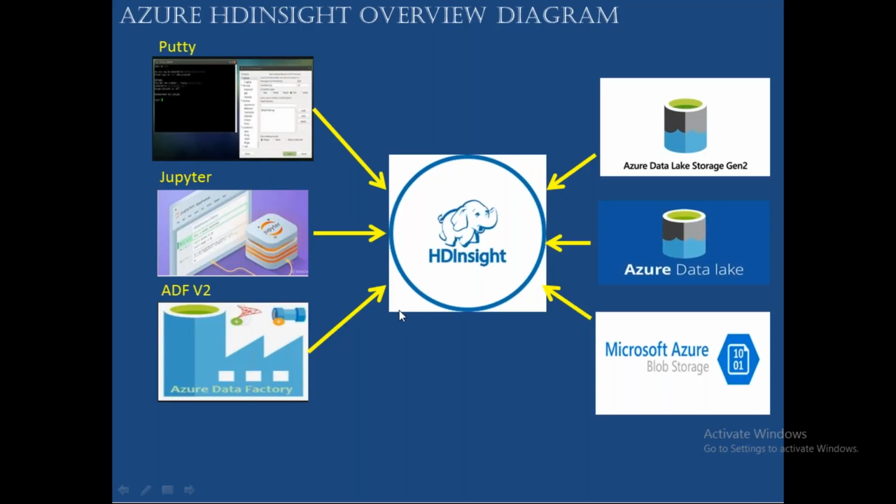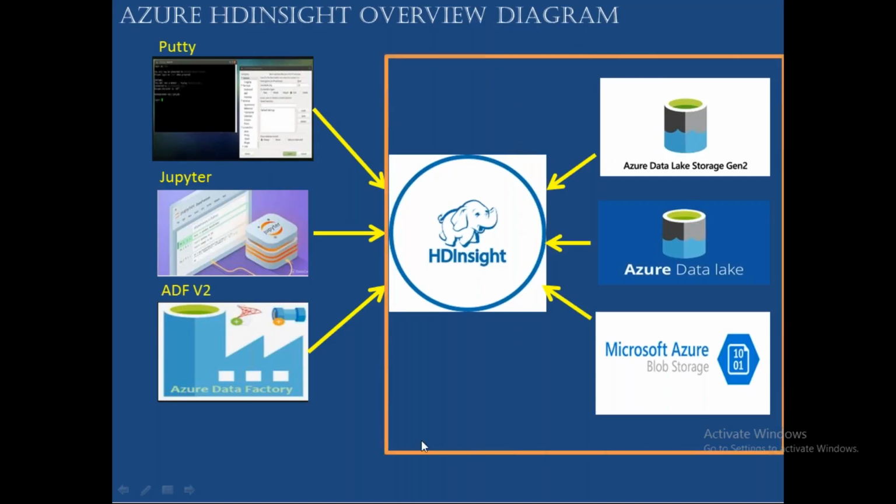Now I have created an Azure HDInsight service in East US. Then your Data Lake Storage Gen2, Gen1, or blob storage, whatever storage you want to access from Azure HDInsight, all those services must be in the same location. See, compute and storage should be in the same region. If you are creating your compute, Azure HDInsight, in East US, then your storages must also be in East US. So please remember this point. This is a very important point.